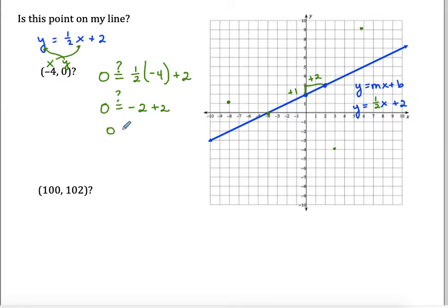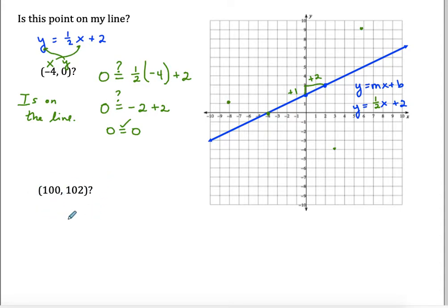And in fact, if I finish that up, negative 2 plus 2 is actually equal to 0. So this statement is true. So when I plug in negative 4, I get out 0. So this point is on the line. And that's good because it really looked like it was on the line, and I didn't want life to be more confusing than it already seems to be.